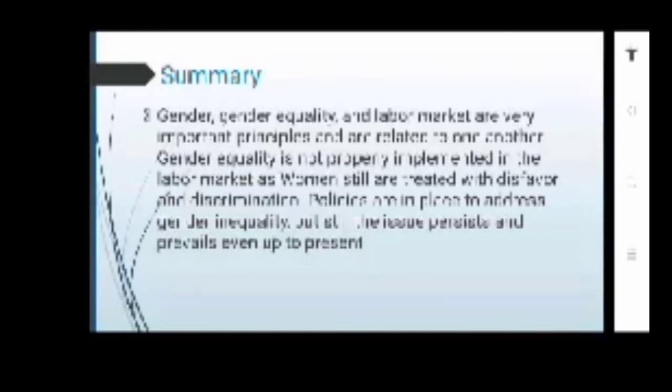Principles are related to one another. Gender equality is not properly implemented in the labor market, as women are still treated with the disfavor of discrimination. Policies are in place that address gender inequality, but still this issue persists and prevails even up to the present.